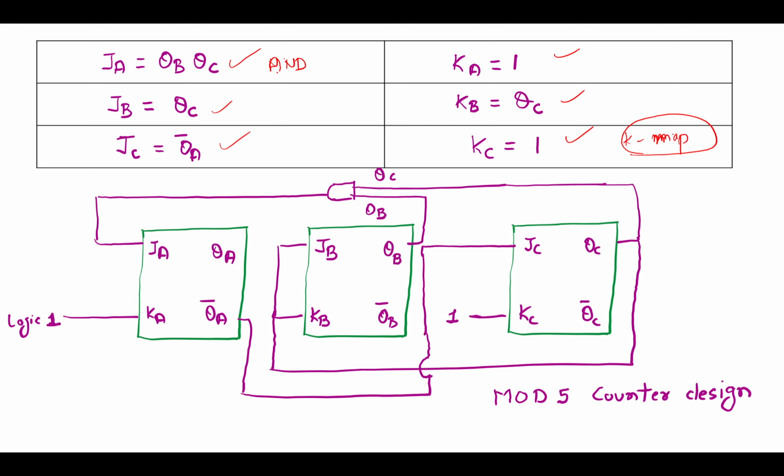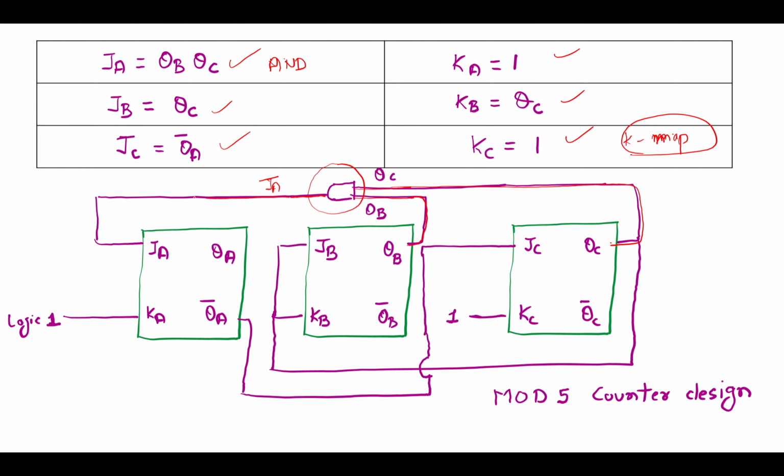Okay, and remaining there is no other gate because all these are single value, like QC and 1 and QA bar. Just take one wire. So we have taken one AND gate. In the AND gate the input is QB and QC. So QB is here and QC is here. This AND gate's output is J.